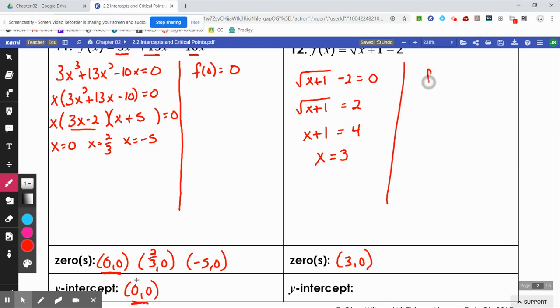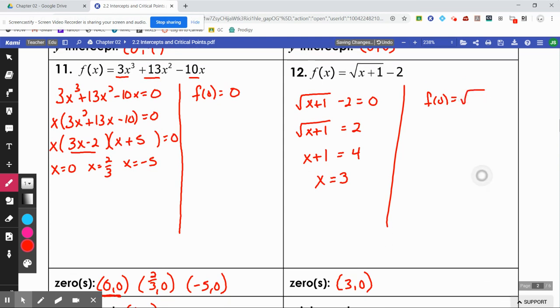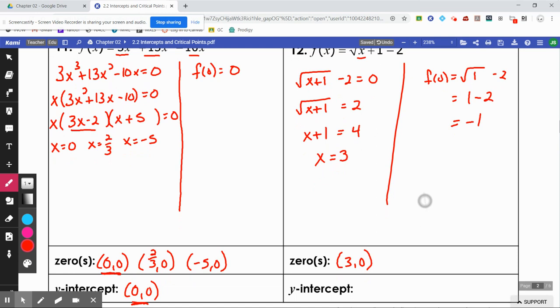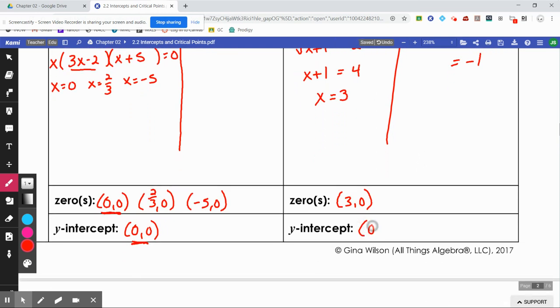To find your y-intercept, we find f(0). We're going to plug 0 in for x, so that'd be the square root of (0 + 1) - 2. The square root of 1 is 1, minus 2, which gives us negative 1. So (0, -1) would be your y-intercept.